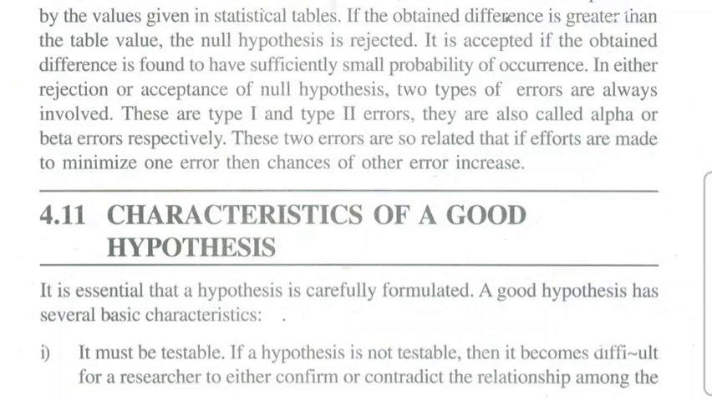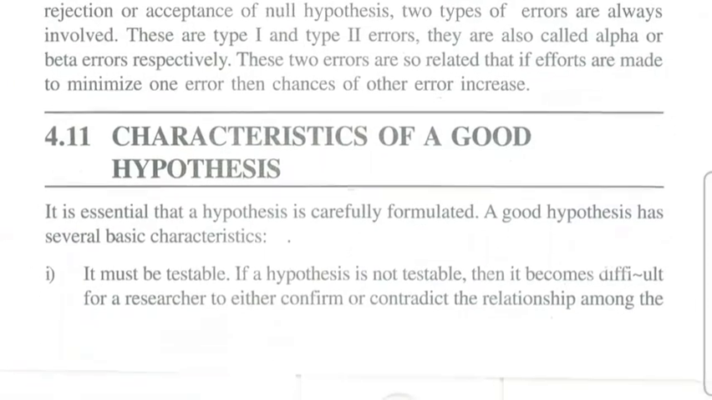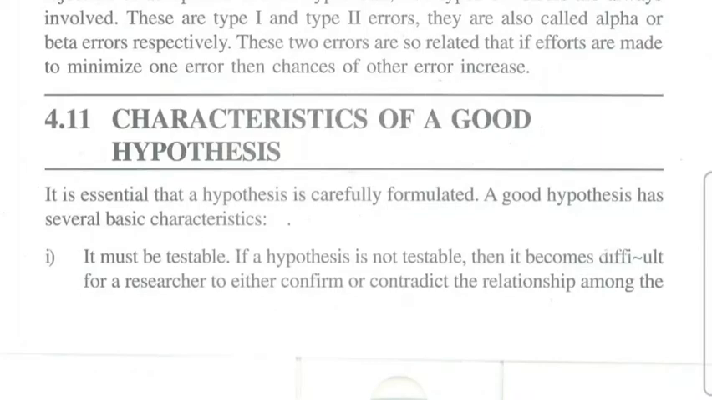In either rejection or acceptance of the null hypothesis, two types of errors are always involved. These are type 1 and type 2 errors. They are also called alpha or beta errors, respectively. These two errors are so related that if efforts are made to minimize one error, then the chances of the other error increase.